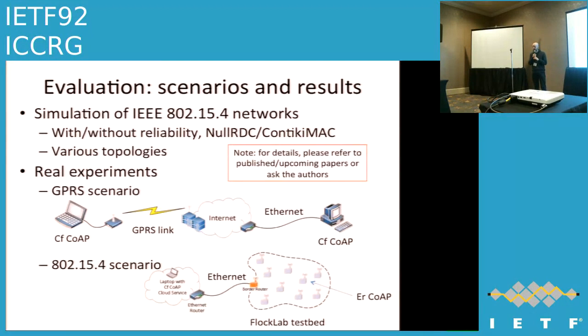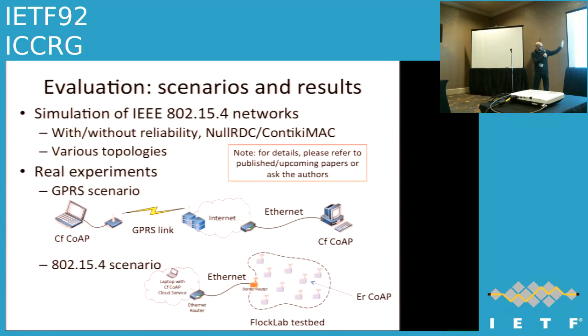So, we have been performing research work. We have been trying to evaluate the performance of CoCoA for quite some time. We have done simulation of 802.15.4 networks, considering various topologies such as grid topology, chain topology, dumbbell topology of various sizes. Also with different MAC layer settings, such as with or without MAC layer reliability, or the use of nullRDC or ContikiMAC. On the other hand, we have performed experiments in real scenarios, and what I'm going to present in the next slides is an overview of results obtained in these real scenarios. Of course, due to several limitations, it's not possible to give now all the details on the results and the work we have been doing so far. However, if anyone is interested, you may refer to papers which are already published or upcoming, hopefully. And you can also ask me or the other authors.